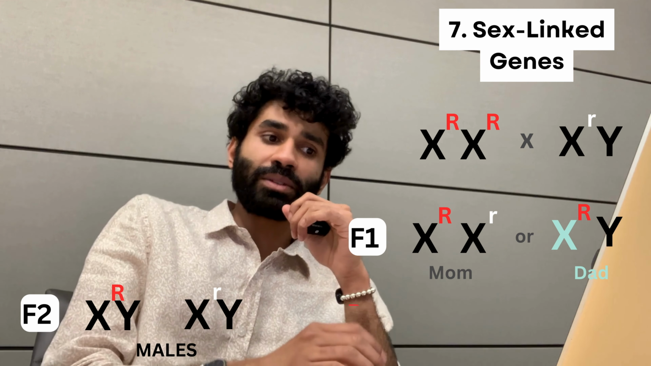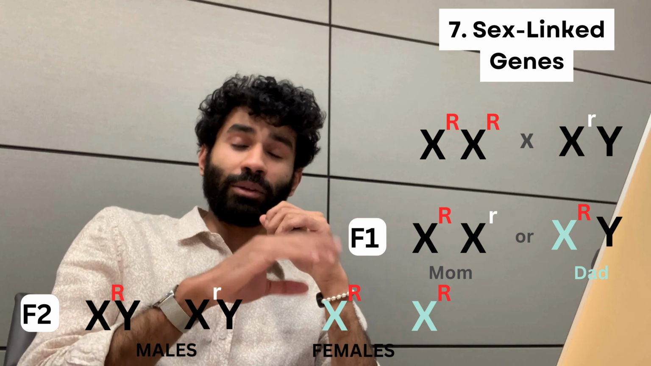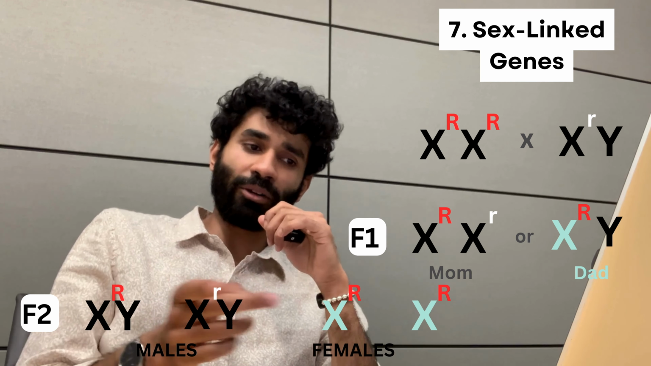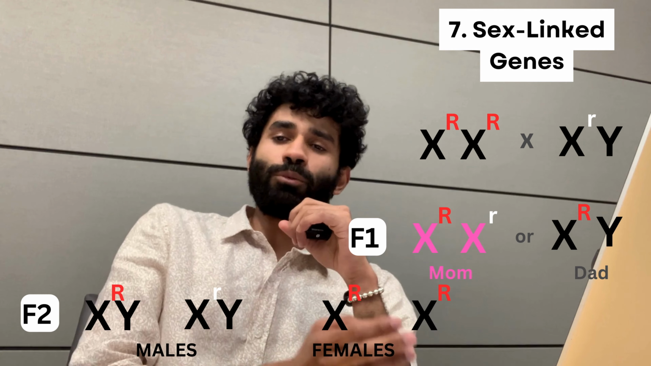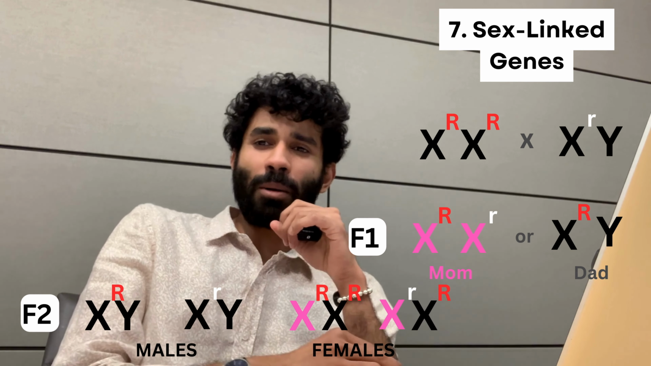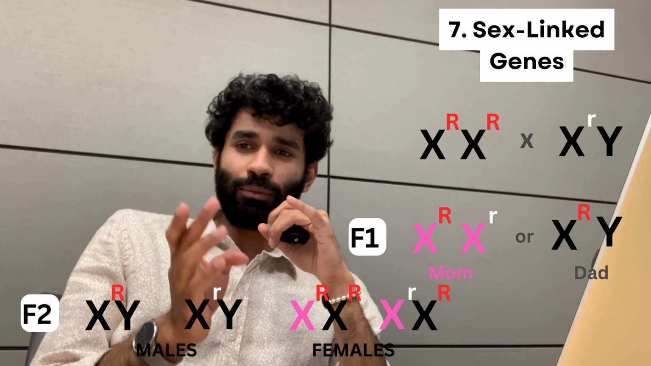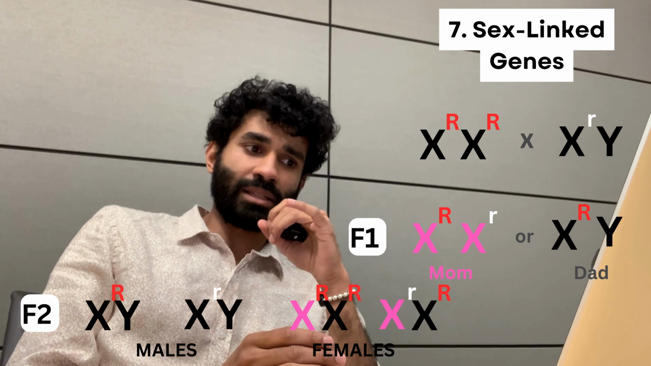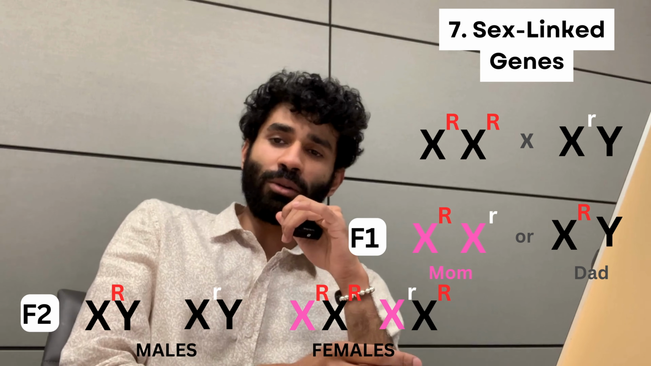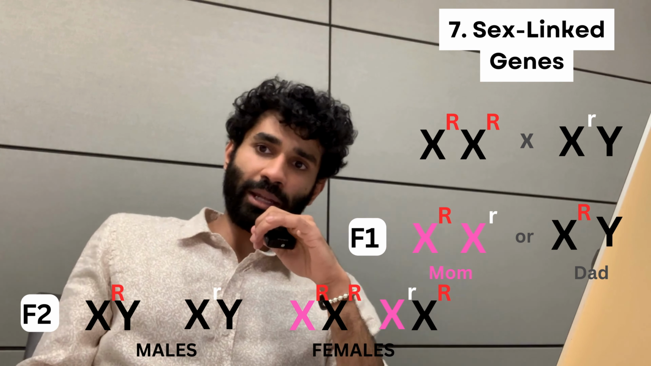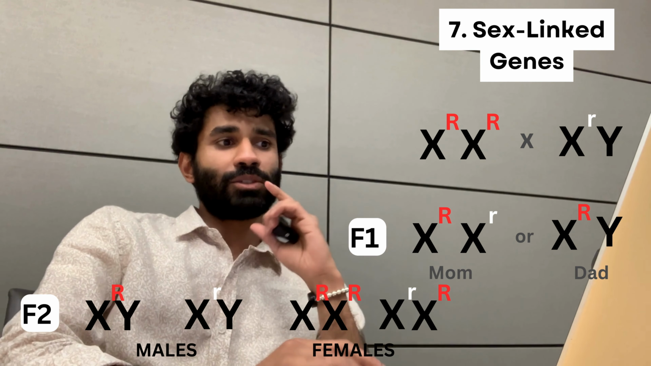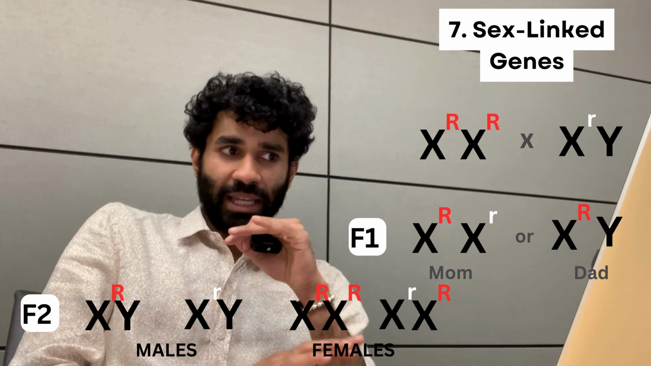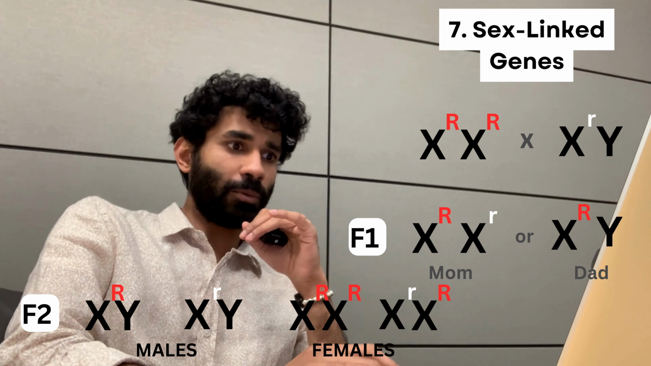How about the females? They'll get an X big R from dad, but half will get an X big R from mom, and the other half will get an X little r from mom. So what that means is all the females will be red, but half will be homozygous dominant, while half will be heterozygous. So that's a simple explanation of sex-linked genes and an example.